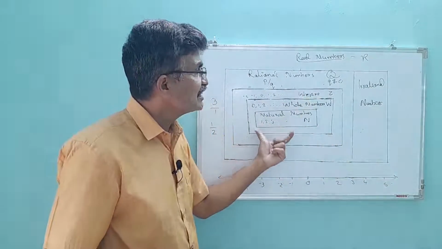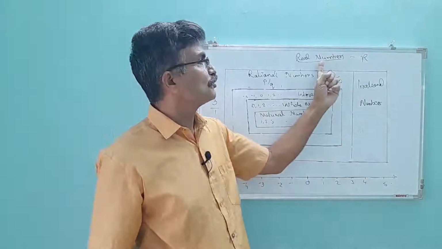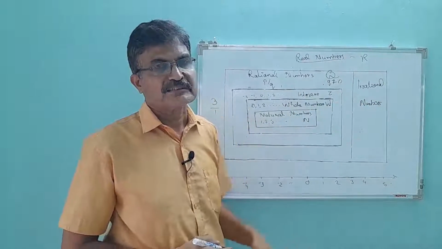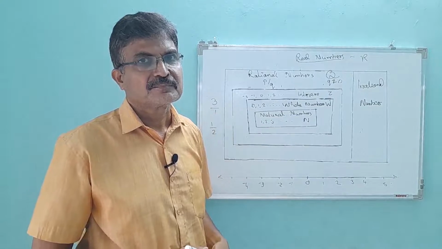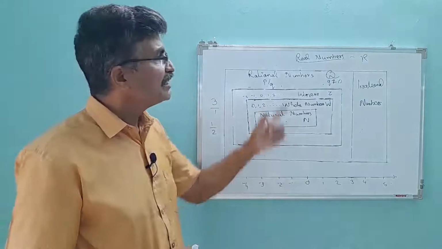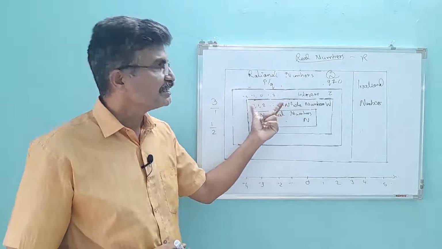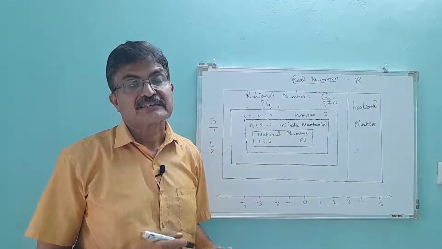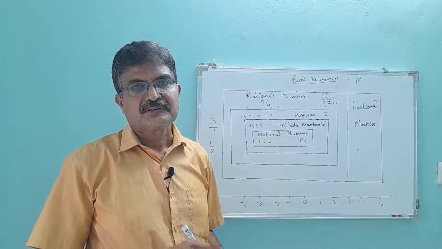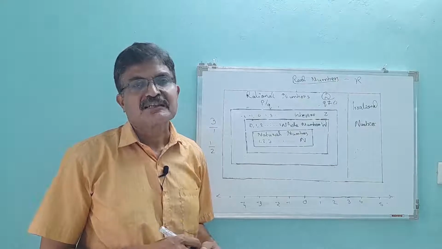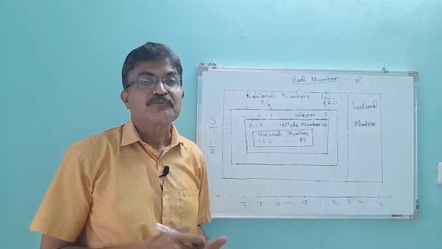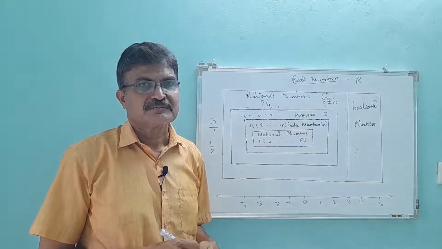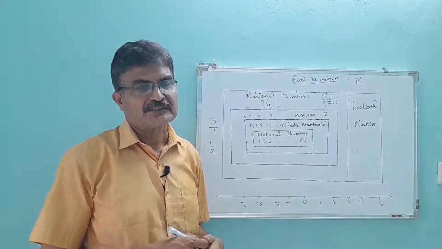The collection of rational numbers and irrational numbers together forms the real numbers. It is represented by the letter R. A real number is either rational or irrational. The name real was first used by René Descartes, a mathematician, to distinguish real roots of a polynomial equation from imaginary roots. We can discuss all these things in the polynomial part.